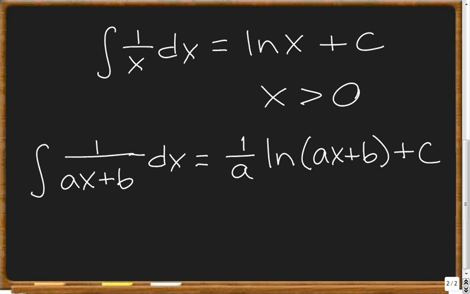Now, again, just like in this previous example, because we can't take the natural log of a negative number, we now have to say, well, whatever our natural log is being taken of must also be greater than 0. So this is a condition that we have to be aware of.